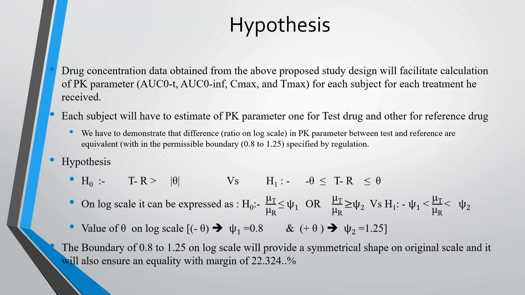Suppose under H naught, I will get a value of T by R that will be either less than psi 1 or greater than psi 2, but both simultaneously will not exist. That's the tricky point. So I am testing the two hypotheses, but my error will be coming from only one, either from this or from that. So even testing the two hypotheses, my error is coming from only one.